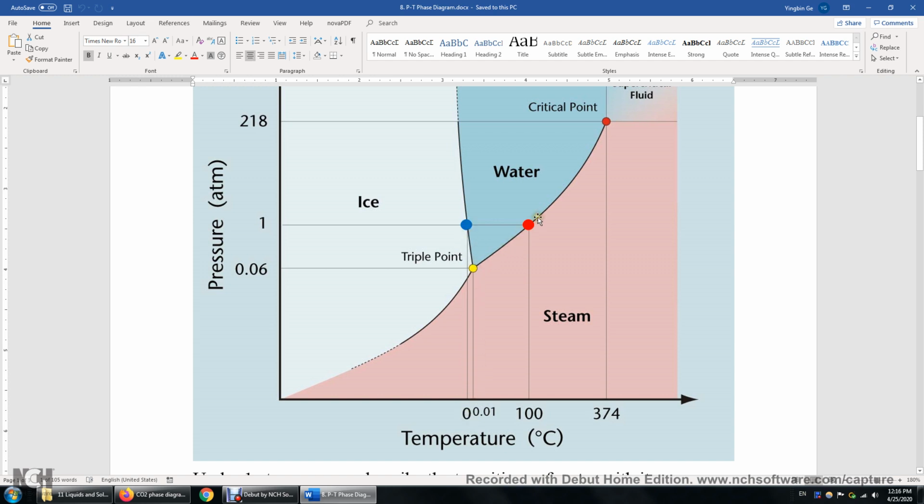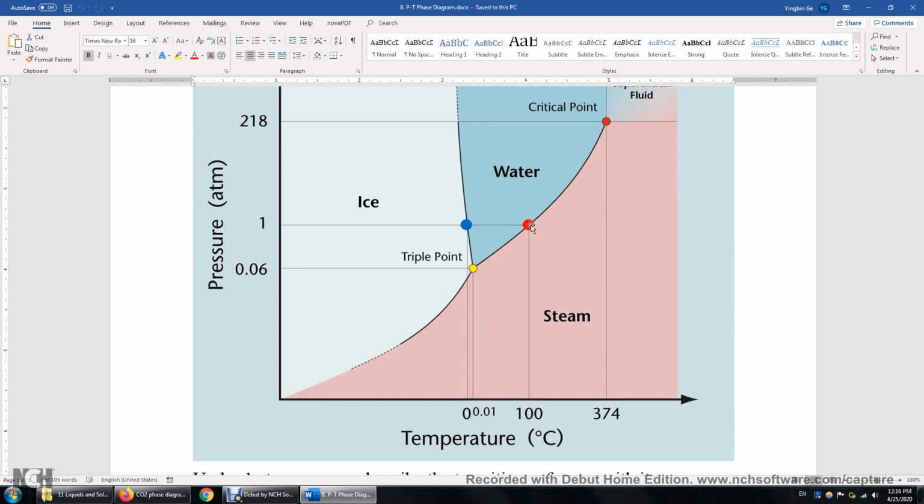Now let's look at this line. This line separates water from water vapor. Over here you have the liquid phase. Here you have the gas phase, or steam. And you can see the boiling point of water under 1 ATM is 100 degrees Celsius. Under a different pressure, you will have a different boiling point.